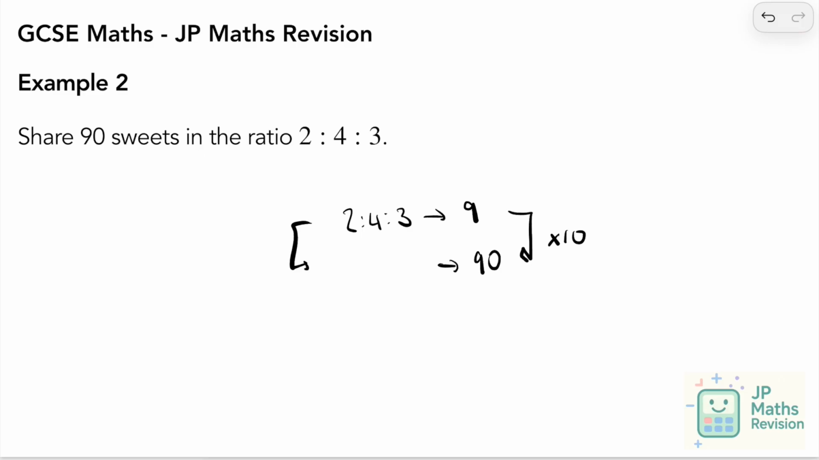So I'm going to times each of the parts by 10. So I get 20, 40, and 30. So if I'm sharing them between people, one person gets 20, one person gets 40 sweets, and the other person gets 30 sweets.